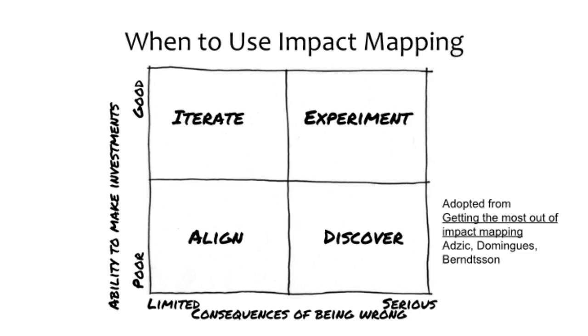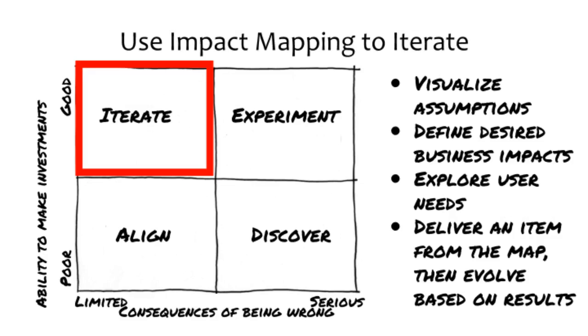to make investments. Most of the time when I have used impact mapping for projects, it has been in the Iterate context. In these projects, we would create an impact map to identify potential deliverables, identify the deliverable we wanted to try first, deliver it, then check the resulting impact on behaviors, and more importantly on the objective, to see if the deliverable had the desired effect. The Iterate context features a good ability to make investments and limited consequences of being wrong.